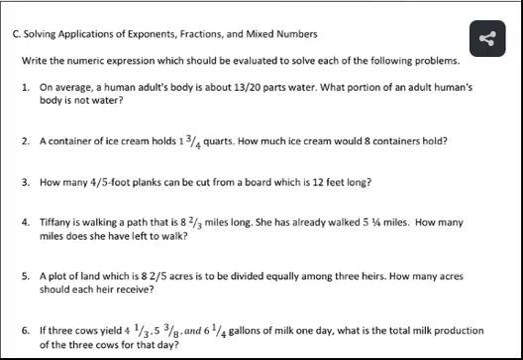In Part C, we're solving applications of exponents, fractions, and mixed numbers. Write the numeric expression which should be evaluated to solve each of the following problems. Now, these directions do not tell us to solve the problem, right? We're just going to write a numeric expression.